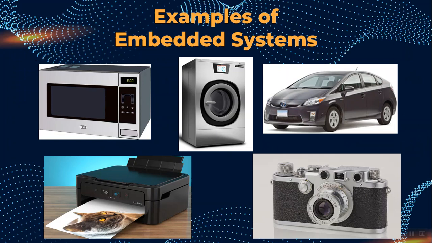Some examples of embedded systems include numerous products that we use in our daily life, such as microwave ovens, washing machines, printers, automobiles, cameras, etc. These systems use microcontrollers and microprocessors as well as processors like DSPs. An embedded system has three main components: the hardware, software, and operating system.